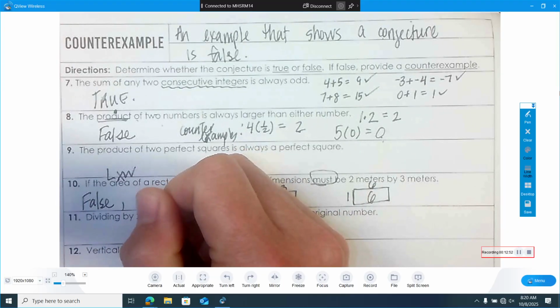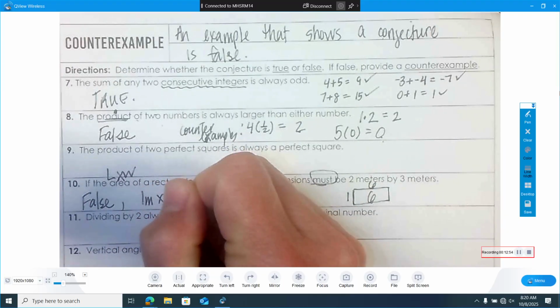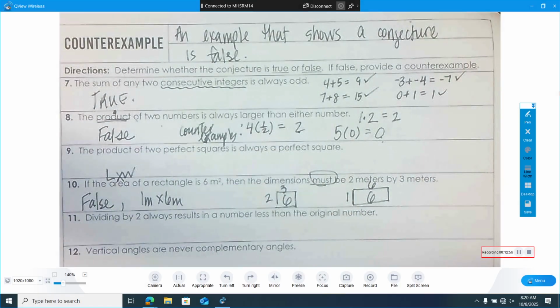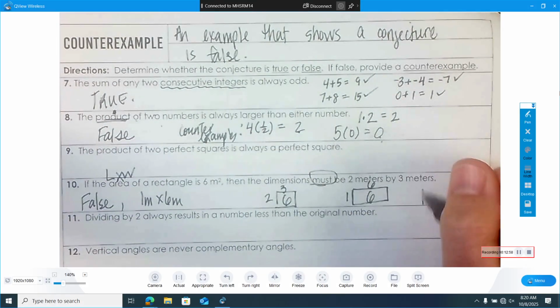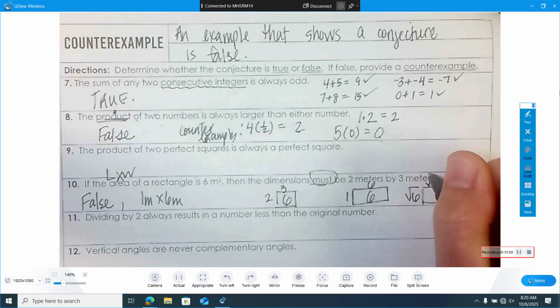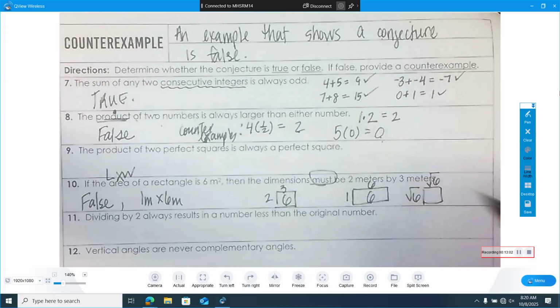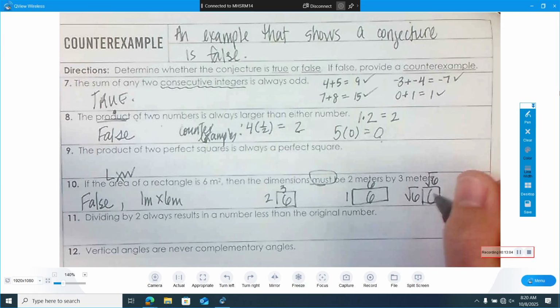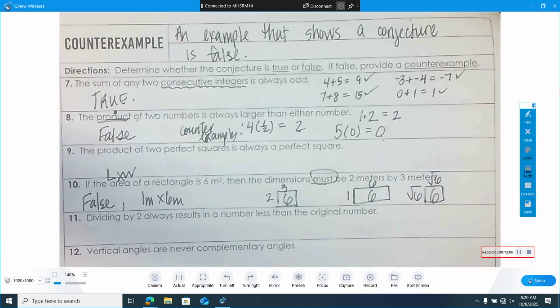We could have 1 meter by 6 meters. And in fact, it could be radical 6 times radical 6 meters. What's radical 6 times radical 6? 6. Interesting. Just throw that out there. Okay. All right. So counterexamples are kind of fun. You just get to test things and find a failure. That's what we're looking for, finding the failure. All right. Any questions on that?